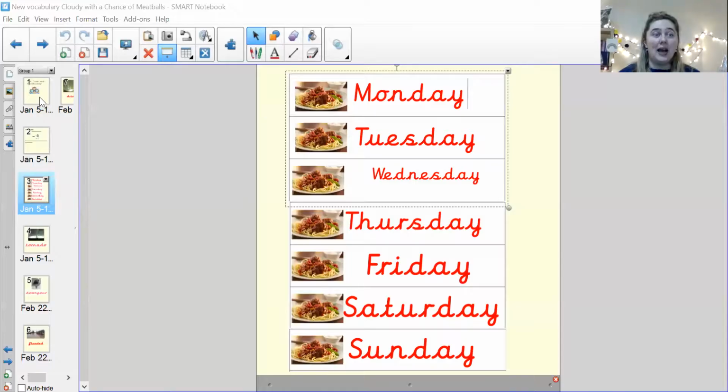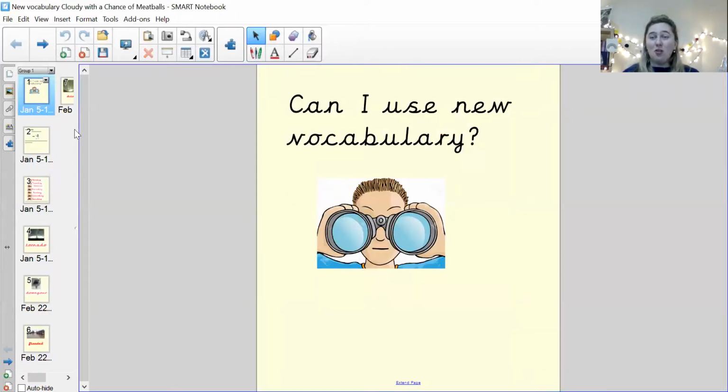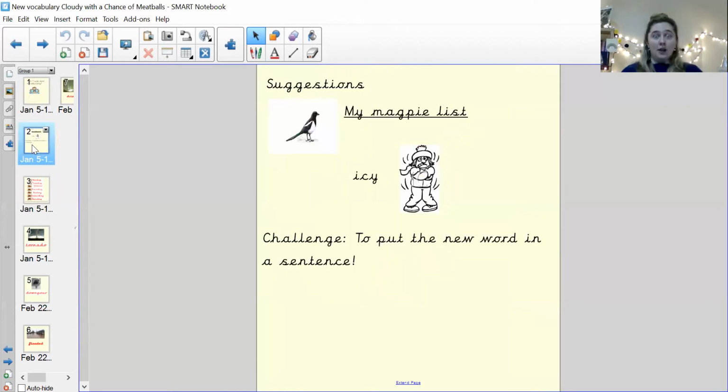today we're going to be learning some new vocab, some new words that will help us with our story this week, okay? So, can I use new vocabulary? Fantastic. Okay, and what we're going to do today is make a magpie list. Now, you know what a magpie list is. It is a list of words that we have taken and collected for ourselves, a bit like a magpie does.